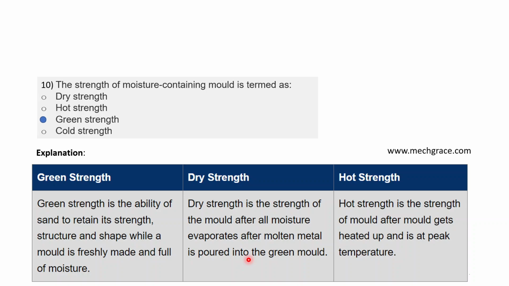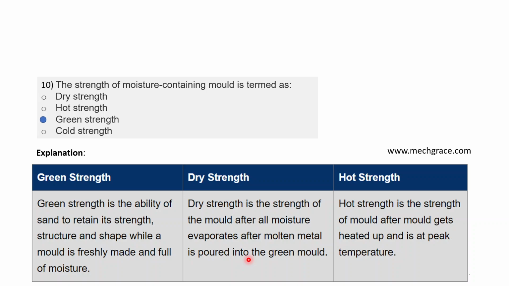Next is hot strength. Hot strength is the strength of the mold after the mold gets heated up and is at the peak temperature. Okay, now these three definitions you should remember.